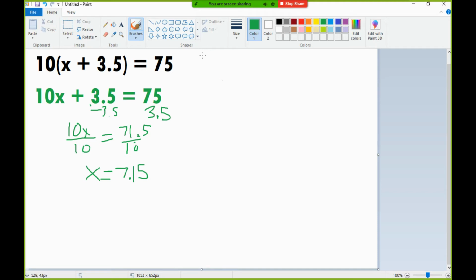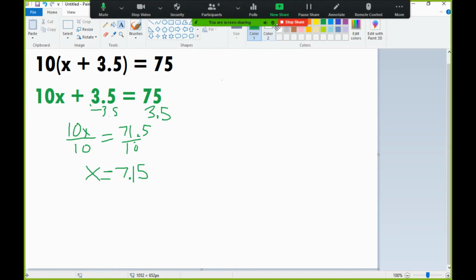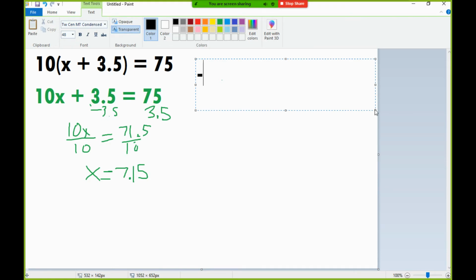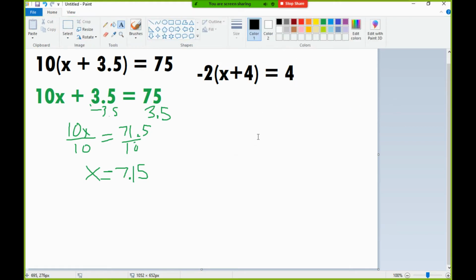So again, nothing crazy new here, right? We're just making sure that everything outside gets a dose of what's happening, or everything inside gets a dose of what's happening outside. Okay, even if it's something that's not just a number, like -2 times (x plus 4) equals, let's say 4. Okay, something like this.